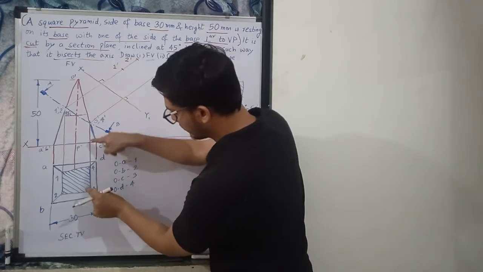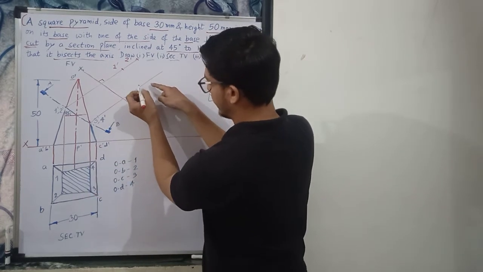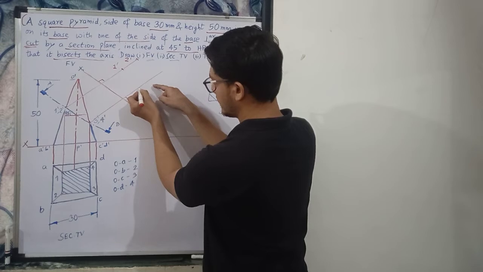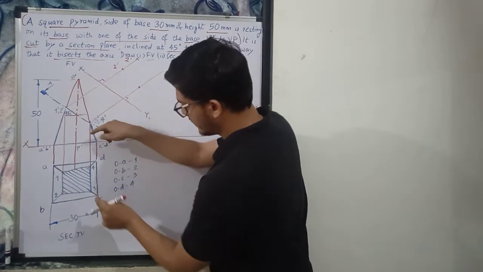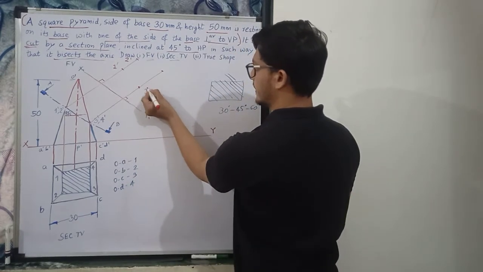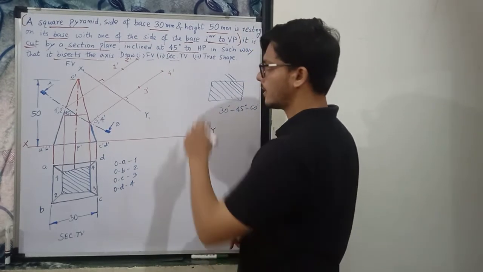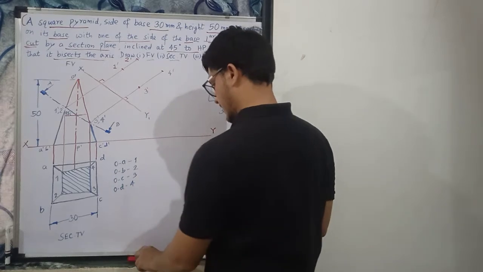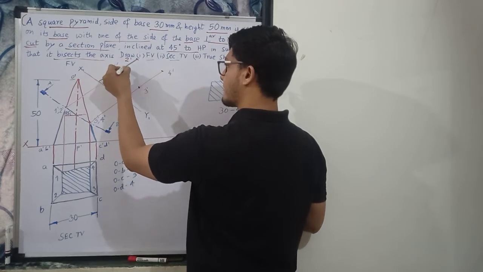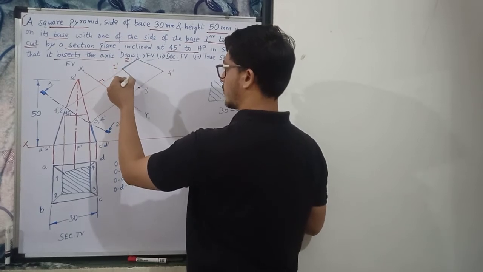Now similarly for 3 and 4. Take distance from xy to 4, place on this and mark the distance. Then take the distance from xy to 3, place on this and mark the distance. So this is 3 dash, this is 4 dash. You can give numbering as per your convenience, no issue in that. Now join all these 4 points with a dark line, in a single stroke.